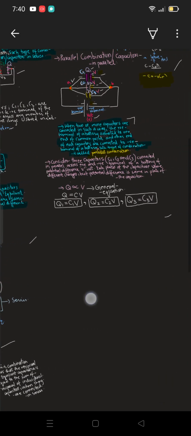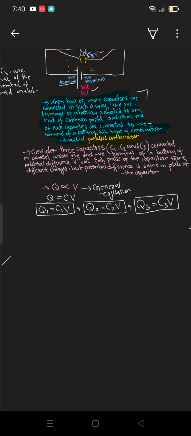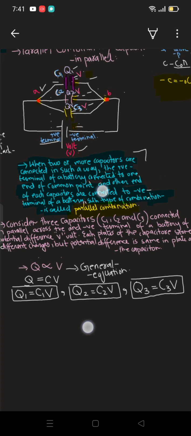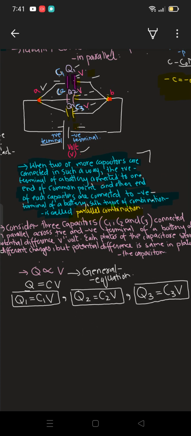Okay, so as in the last video, we have discussed the charges Q1, Q2, Q3. In parallel, the charges stored by the capacitors would be different. However, the same potential difference would be provided to each capacitor. While in series, we discussed that the charge stored by the capacitors would be the same, but there would be different potential differences. In parallel, there would be the same potential difference, however different charges. In the video before last, we discussed the definition of the parallel combination of capacitors.